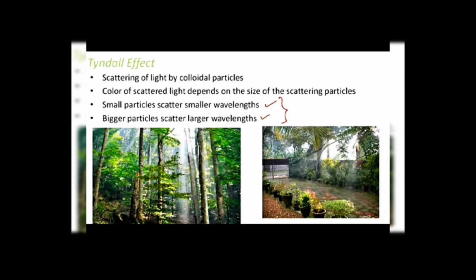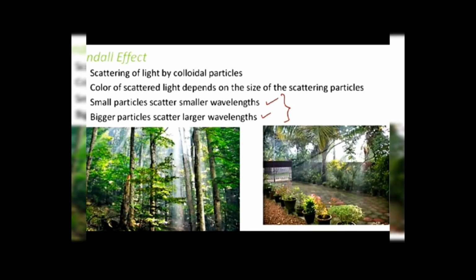One of the beautiful examples of the Tyndall effect is that you would have seen light rays enter even inside a dense forest, right? How is that possible? That is because of the small particles which are present in the atmosphere. Light collides with those small particles and gets scattered, and that is how light enters even inside such a dense forest, and you are able to see the beam of light, that path of light.